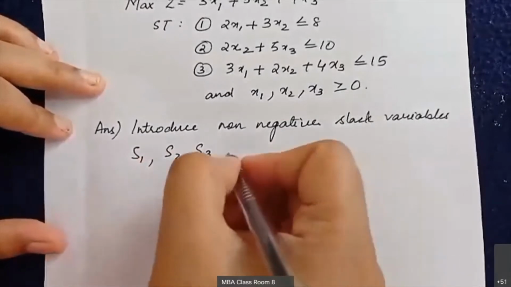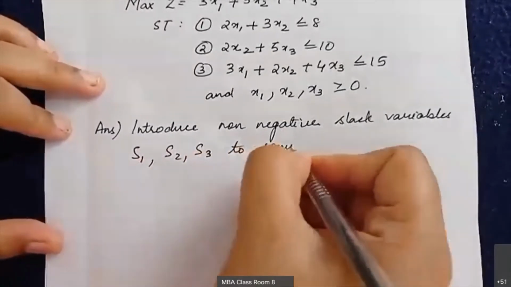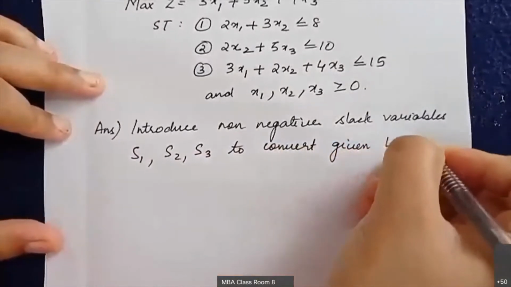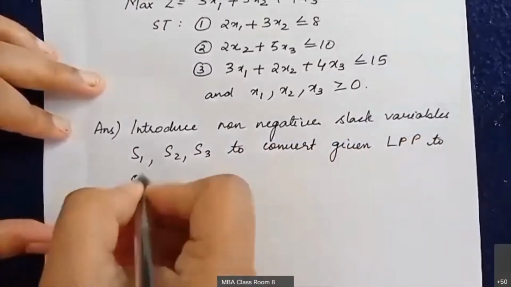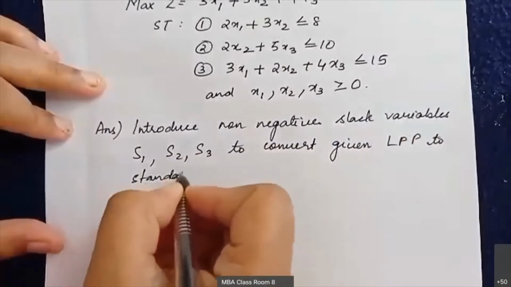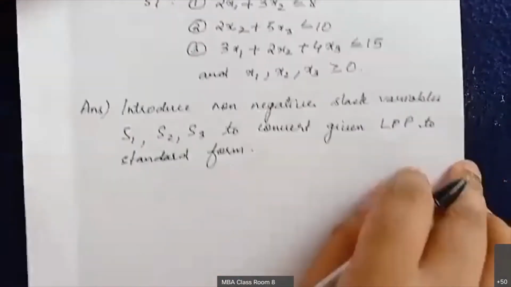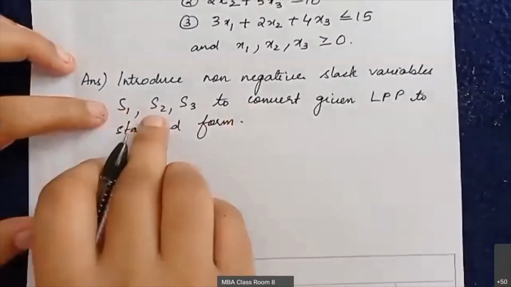to convert the given LPP to standard form. Okay, is it clear till now? I'm going to introduce 3 variables. These are called the slack variables.